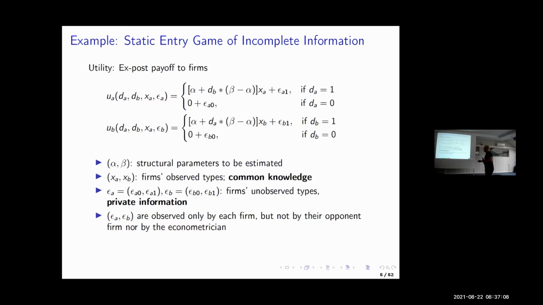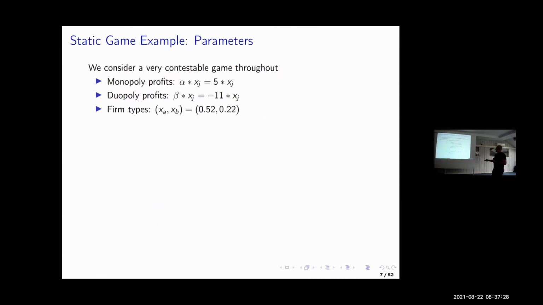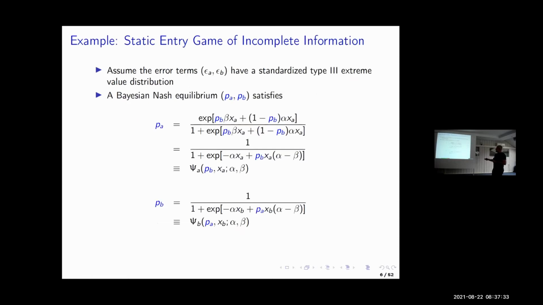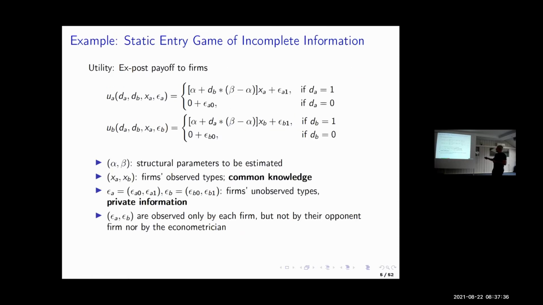Now, if I'm a monopolist, that's when dB is equal to 0. What am I going to get? I'm going to get alpha plus beta minus alpha, so that's beta. That's the monopoly profits. So you have the monopoly profits, and then you have duopoly profits at alpha. And this also interacts with different values of X that can differ across firms, so you might say this is the size of the firm or something like that.